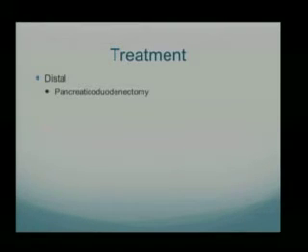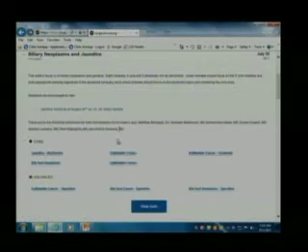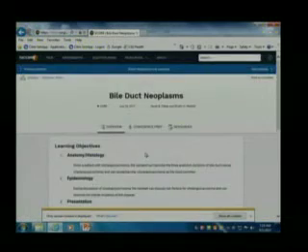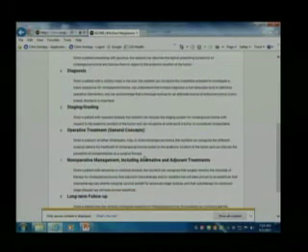For distal bile duct cancer, essentially you end up doing a Whipple, is what you would do. So this was it. With regards to the module, again, there wasn't much that they added that I could find.